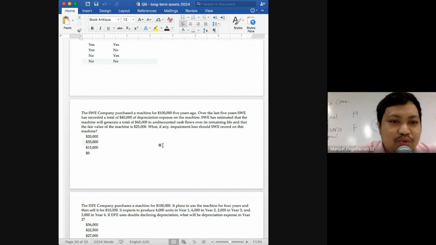To what do we compare the 60? Compare it with the undiscounted cash flows, which is 45. Since the book value is greater, that means the asset is impaired. So does that mean the loss is the difference between 60 and 45? No, in determining the amount of loss, you proceed to the impairment loss test, which is done by comparing the book value and the fair value. How much again was the book value? 60. How much is the fair value? 25. And that would give you a difference of 35,000. And that is already your answer.